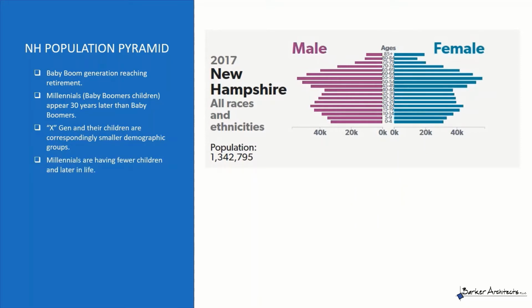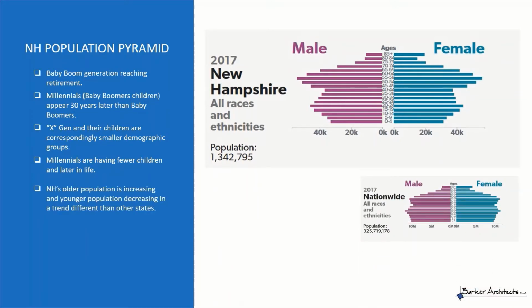In between those two groups, we have a dip that is sometimes referred to as Generation X. We can see that it is significantly smaller than the baby boomers or the millennials. 30 years later, their children are also a small group, and they are between 0 and 10.